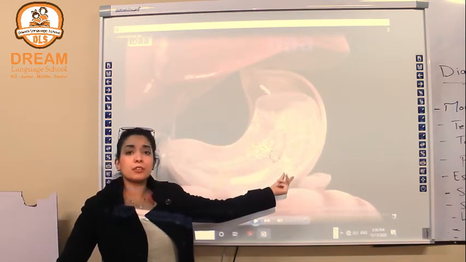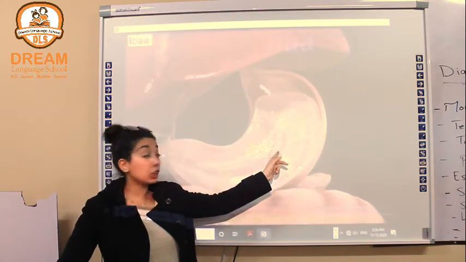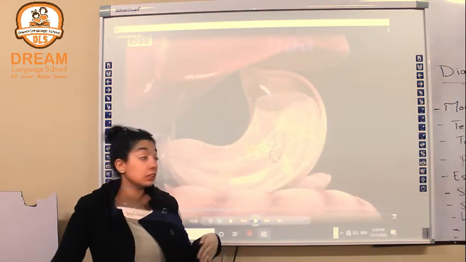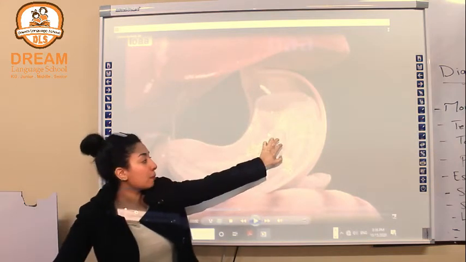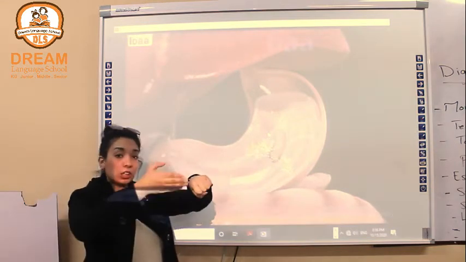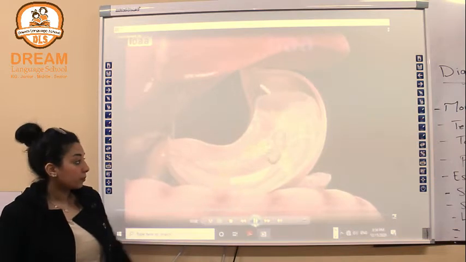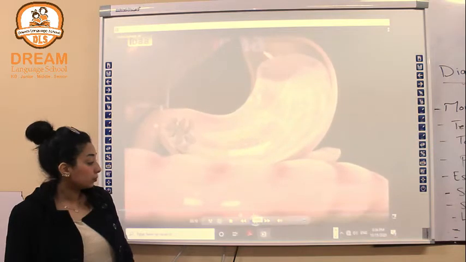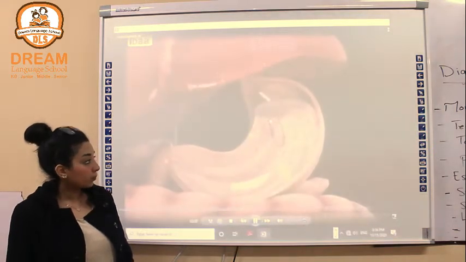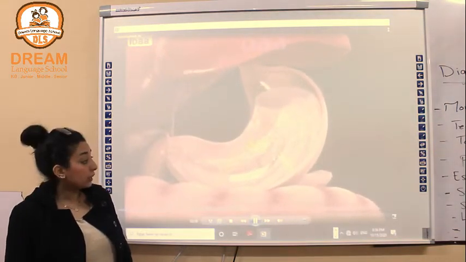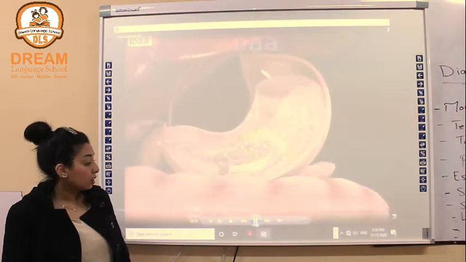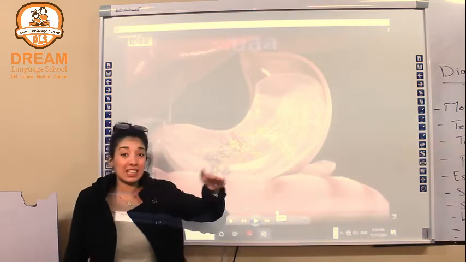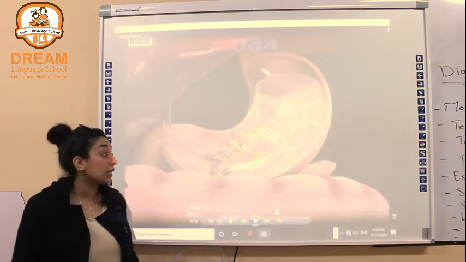What is the function of the gastric juice? It makes incomplete digestion of protein. What is the meaning? It will take the protein from this food and digest it into smaller pieces. Look at this. Very big piece of food. The gastric juice breaks it and digests it into smaller pieces. So the gastric juice makes incomplete digestion of protein.